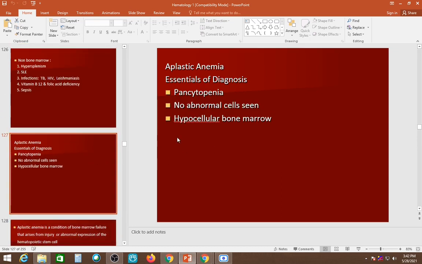So we'll be moving on to the disease condition called aplastic anemia. I think I'll complete this. Time is still there, another 18 minutes. So I'll finish this in 10 minutes. The slide is not that long.